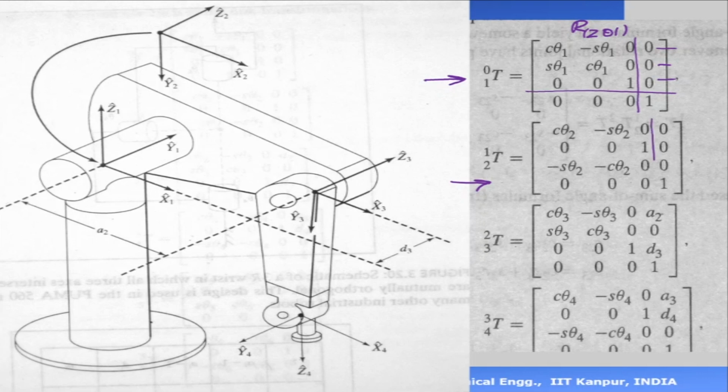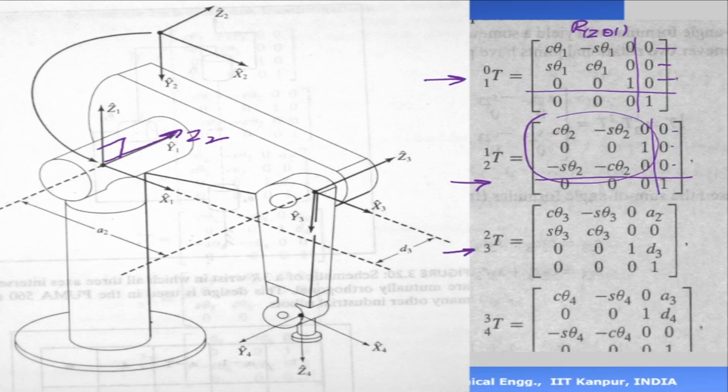Here also, note that the origins are the same, so this is 0, 0, 0. But it has been rotated. Z2 has gone in that direction. So that is accounted for here. Z2 has been rotated and has an angle of 90 degrees with respect to Z1 and Z0. So this is transformation 2.